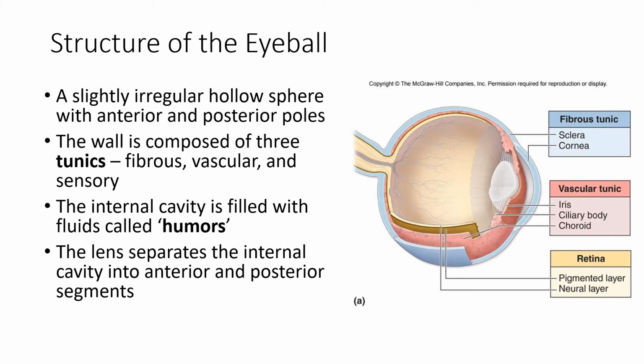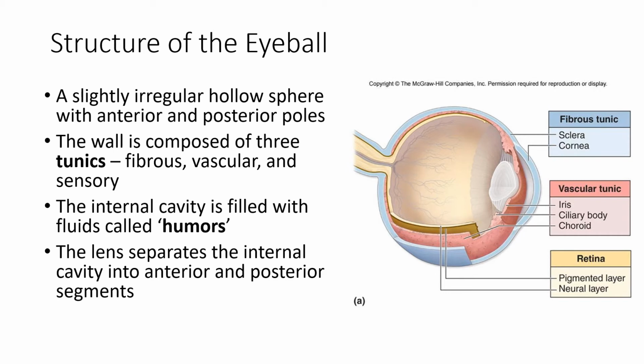We have fluid inside the eye. So the internal cavity of the eye is filled with a fluid, and fluids found within the body have traditionally and classically been referred to as humors. This is an old Latin term for body fluids. The lens is going to separate the cavity within the eye into two parts, and those two parts are known as segments. So we have an anterior segment, which is in front of the lens, so it's in between the lens and the cornea, and then we have a posterior segment, which is the majority of that cavity.